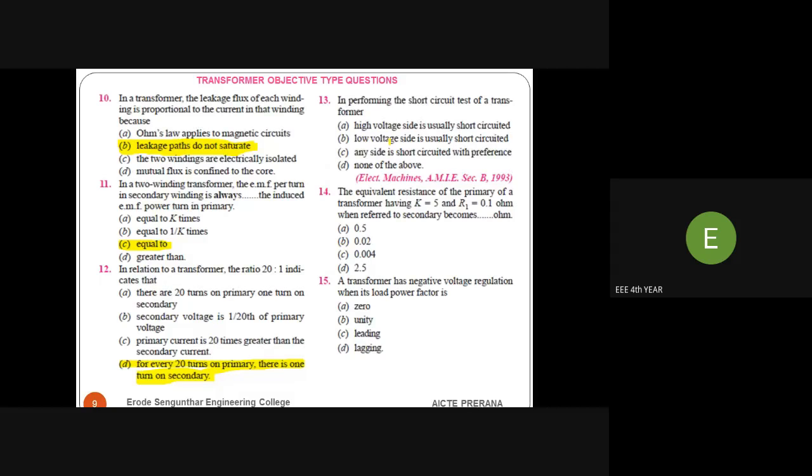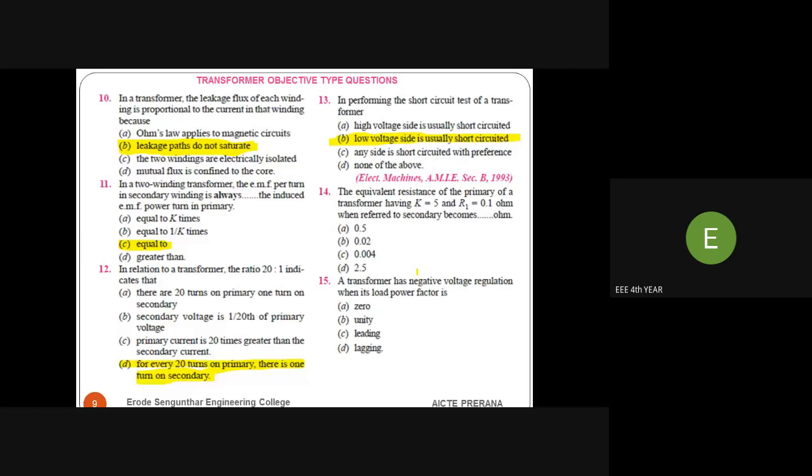Mostly the short circuit test is conducted with the low voltage side short circuited because it is used to measure the high current in the winding. So option B is the correct answer. Low voltage side is usually short circuited.